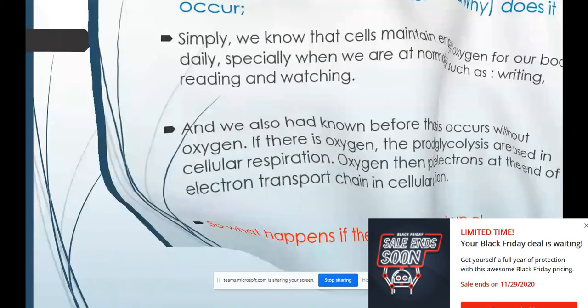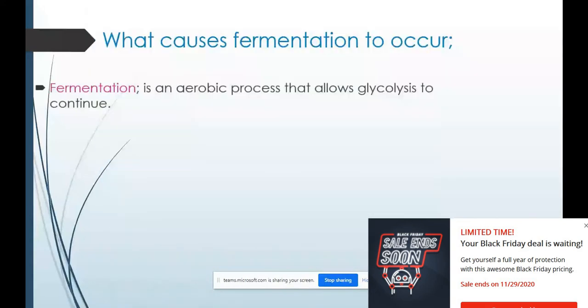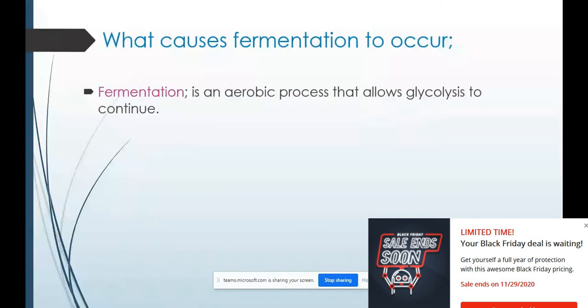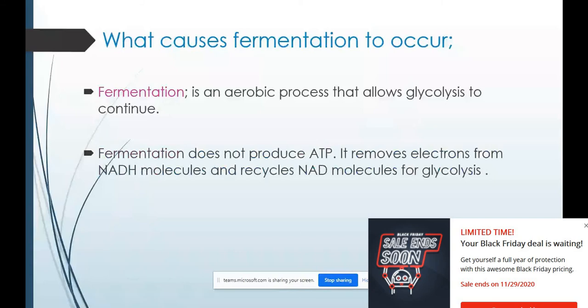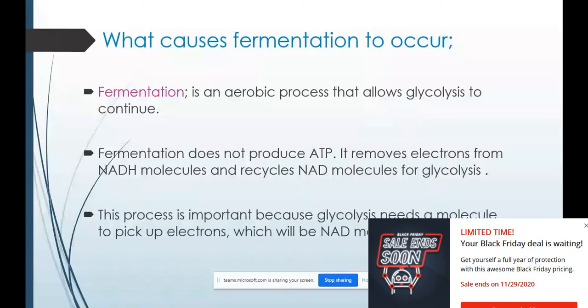So, what is fermentation and what causes fermentation? Fermentation is an anaerobic process that allows glycolysis to continue without using oxygen. Fermentation does not produce ATP, but it removes the electrons from NADH molecules and recycles NAD molecules. The fermentation process is very important because glycolysis needs a molecule instead of oxygen to pick up the electrons, which will be the NAD molecules.